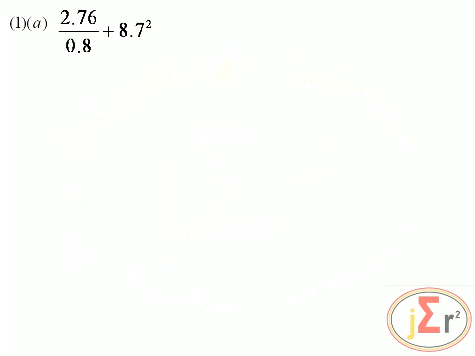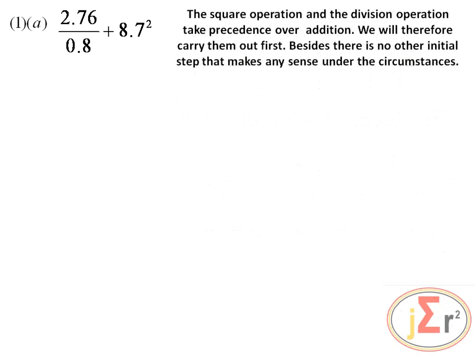Our first problem requires us to use our arithmetic skills. But I don't think there is enough leverage of ambiguity in this problem to cause us to make too many mistakes. The square operation and the division operation take precedence over addition. We will therefore carry them out first. Besides, there is no other initial step that makes any sense under the circumstances.